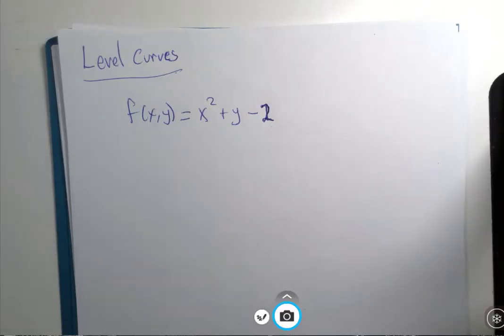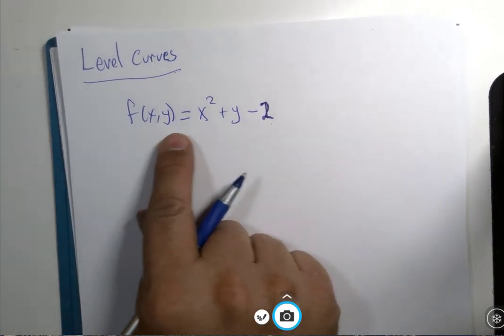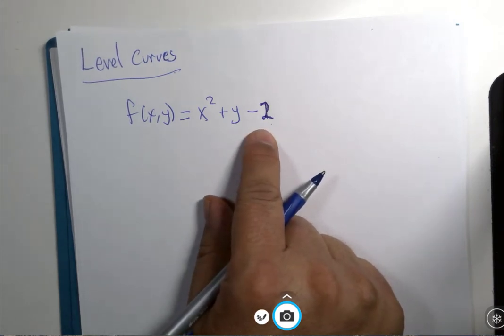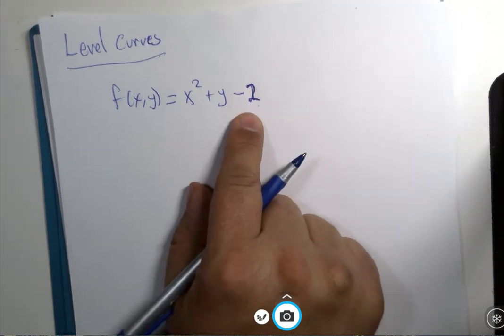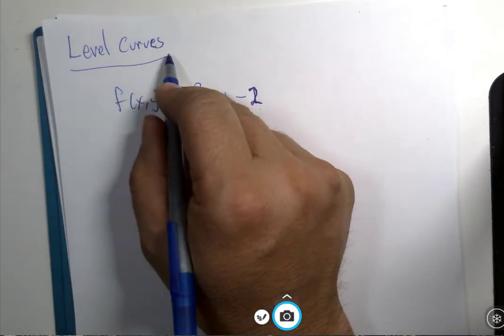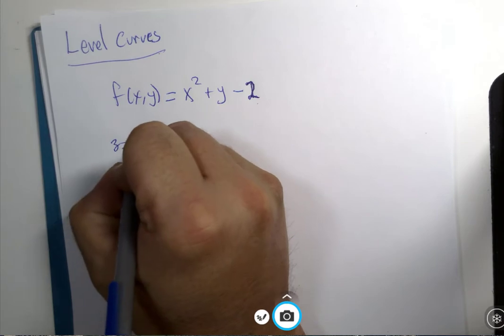So let's look at level curves on a function where we really don't know what the graph looks like at all from previous instruction. Z equals x squared plus y minus 2 is not one of the functions you'll see on the list of graphs that we've studied. So we're going to look at the level curves at 3 different levels. What if we were at level 0?